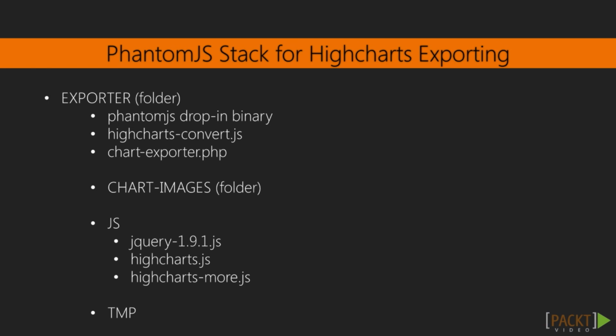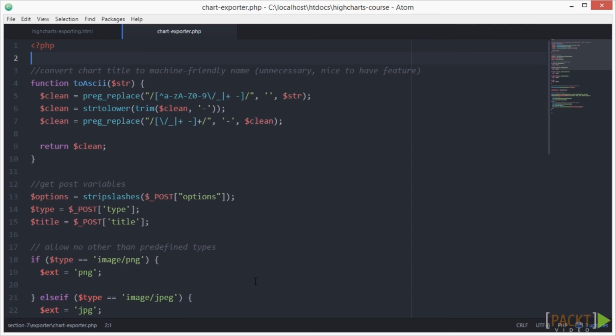The chart-images folder will be used for generated material. The JS folder contains other necessary JS files for Phantom.js. And the TMP folder will be used for temporarily generated files. Let's assume we all have the same setup. Now, in our code editor, let's open the chart-exporter.php file, which is called from our HTML by the Ajax request.